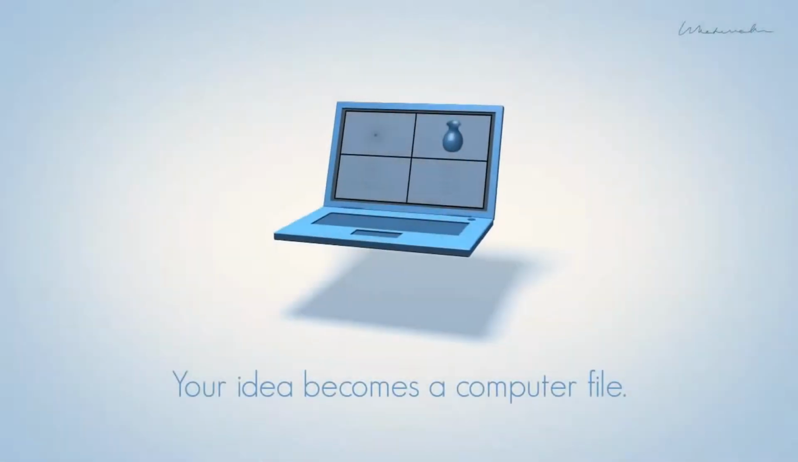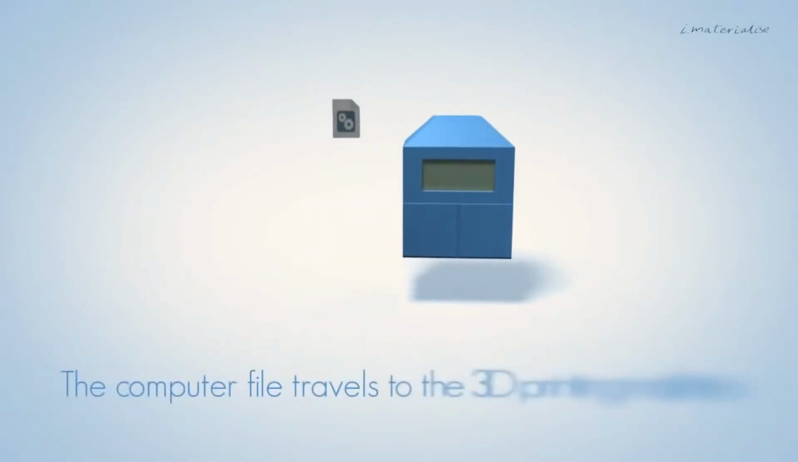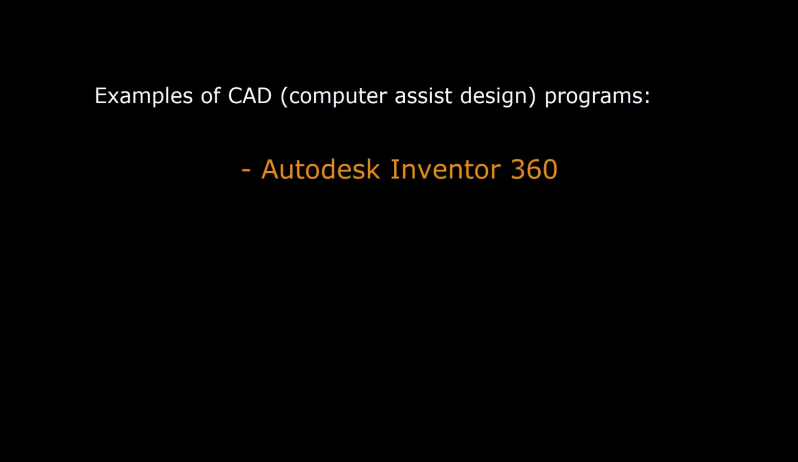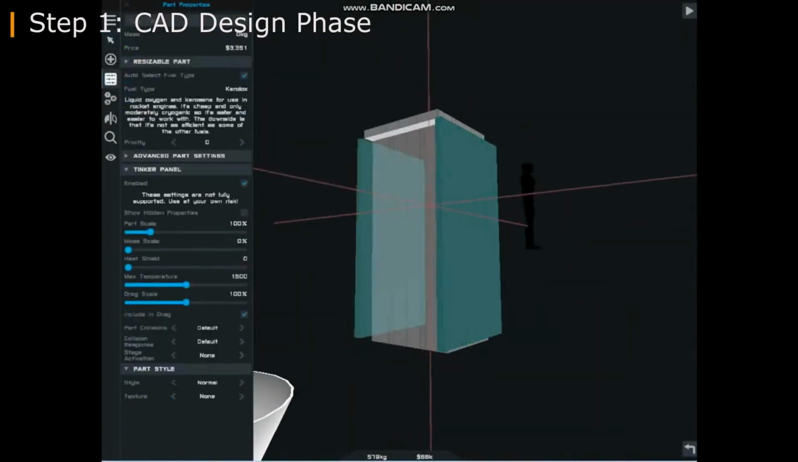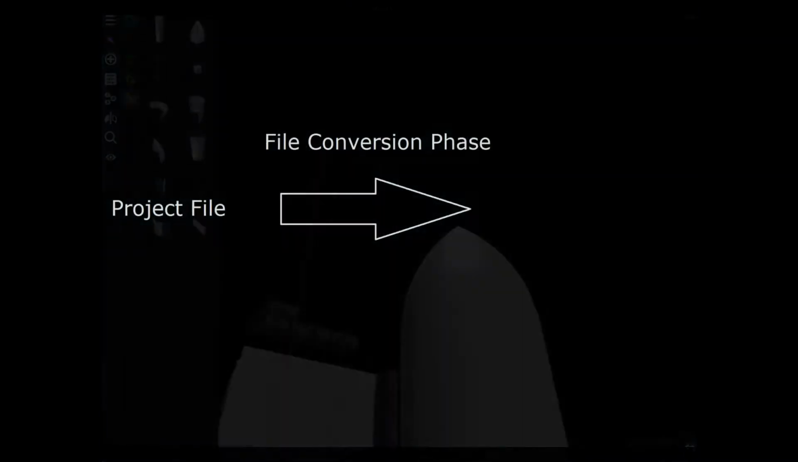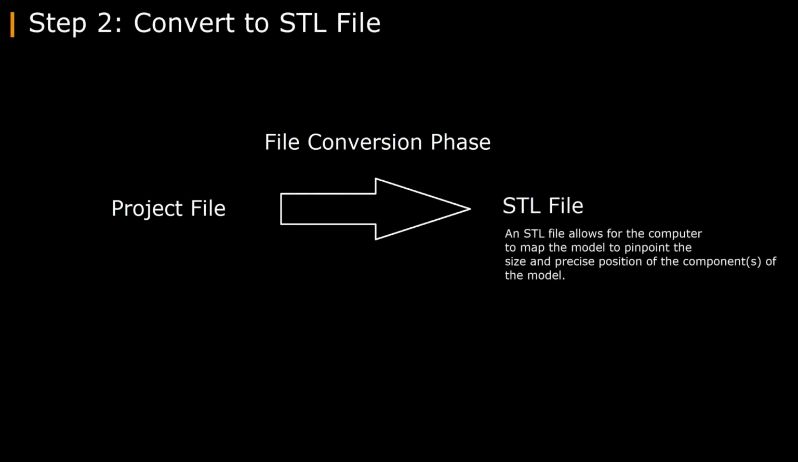The process to 3D print an object starts in a computer-assisted design program or a 3D modeling program. Such examples of this are Autodesk Inventor 360 and OneSpace. In these software programs, the user would create a 3D model of their object. Once they create the 3D model, they will then turn this file into an STL file. An STL file will then map out the surface, shape, and the position of everything so that the computer knows exactly what it is making.